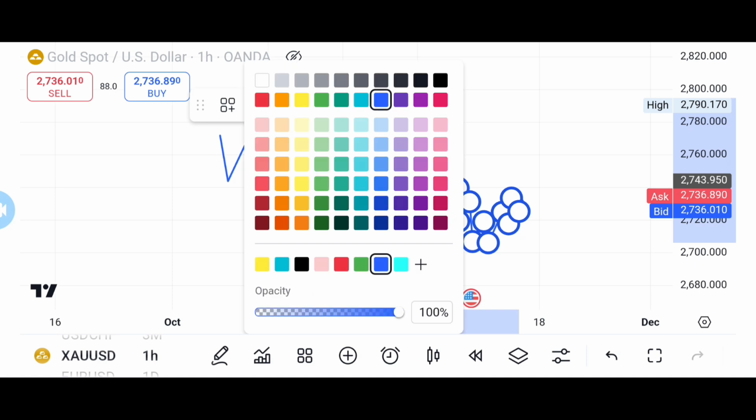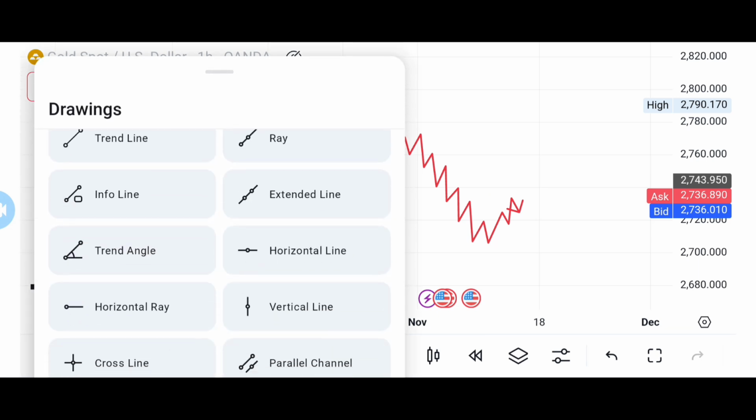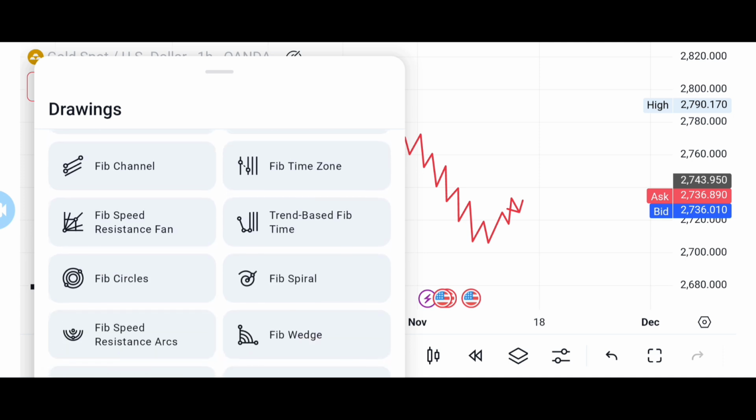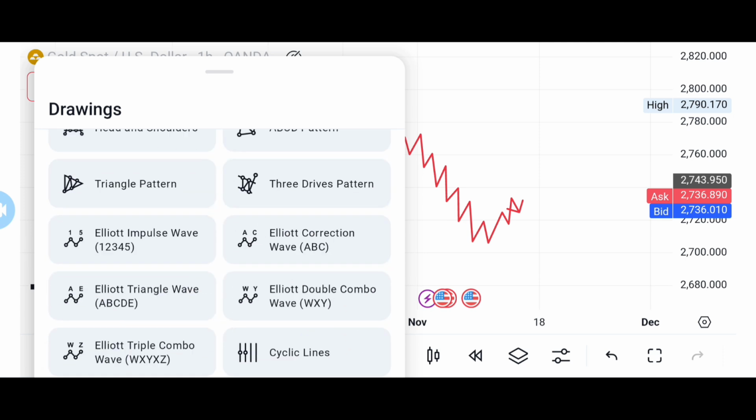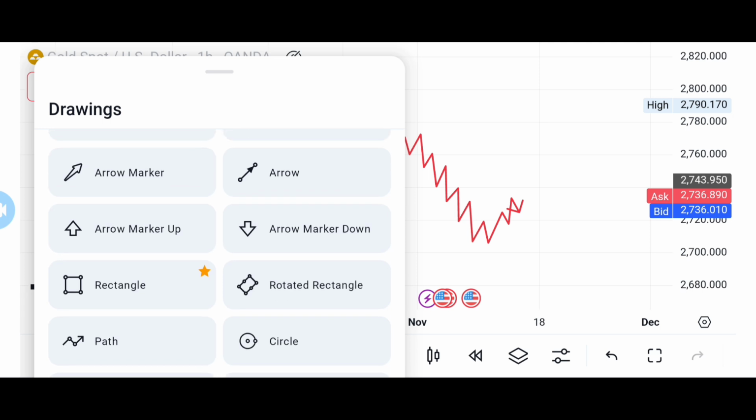Okay, that is now our internal market structure. So the red one is the internal and the blue one is the external. So our work as a swing trader is to catch that distance before and after the retracement.